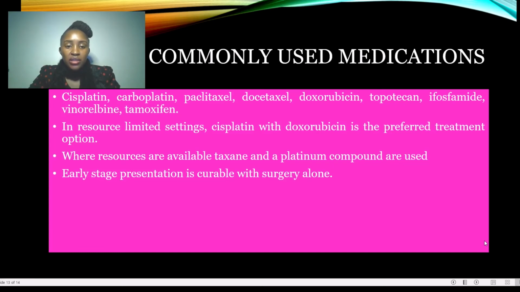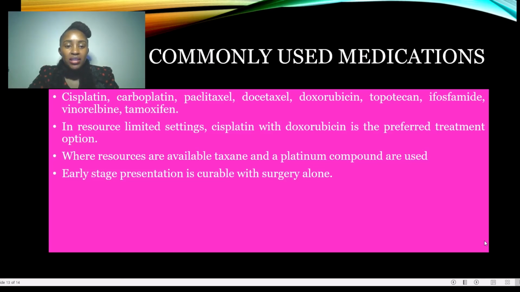In resource-limited settings, cisplatin with doxorubicin is the preferred treatment of choice, while where resources are available, a taxane and a platinum compound are used. The taxanes are paclitaxel, docetaxel, and that kind, while platinums are cisplatin, carboplatin, oxaliplatin, so those are platinum compounds.